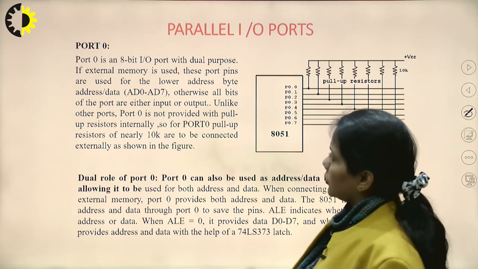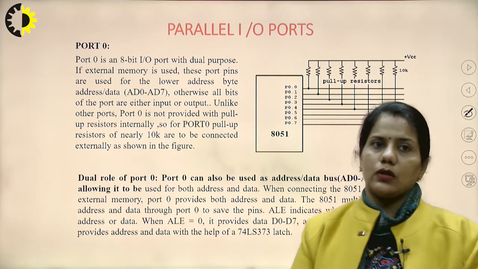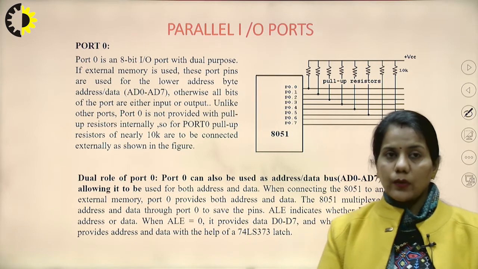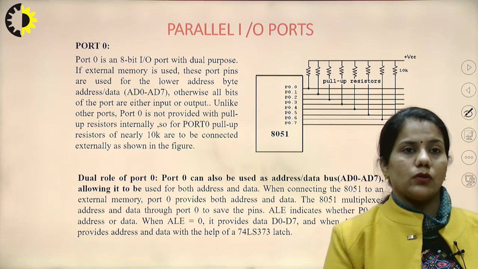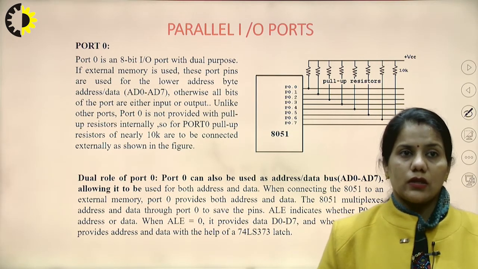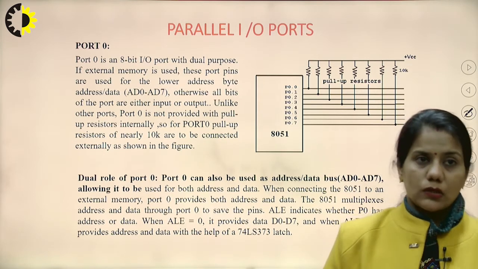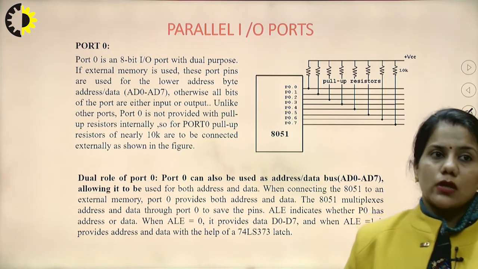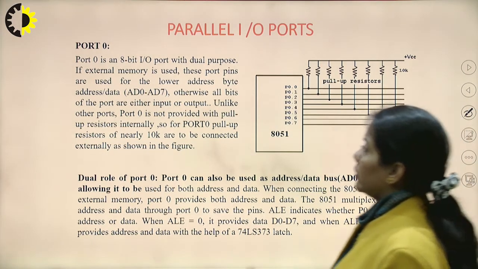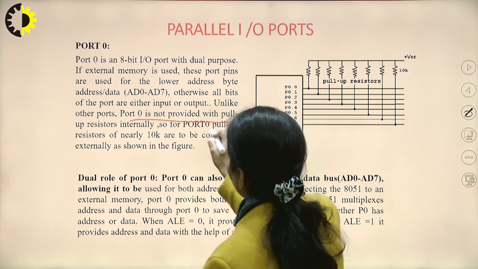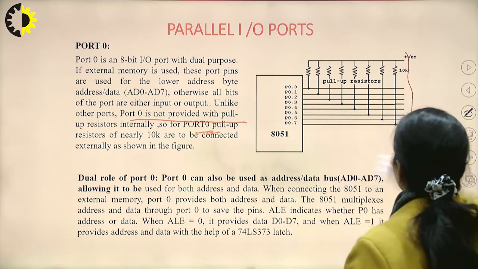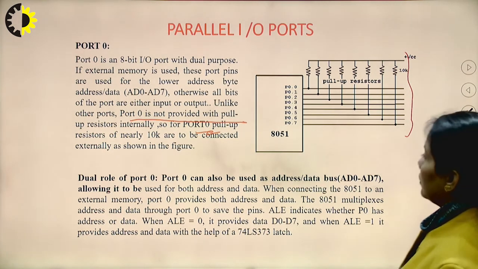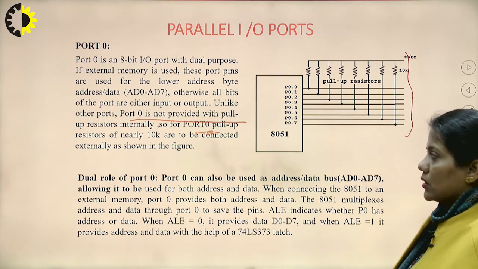When we talk about port 0, it is an 8-bit port with dual purpose. What is its dual purpose? If external memory is used, these port pins are used for the lower address byte and the data byte. Otherwise, all bits of the port are either input or output. Unlike other ports, port 0 is not provided with pull-up resistors internally. So port 0 has to be connected to pull-up resistors like this, using 8K pull-up resistors.